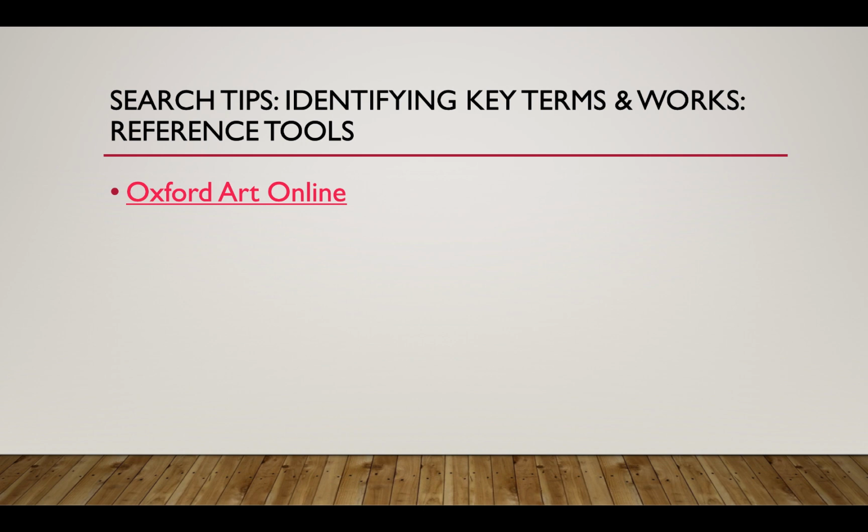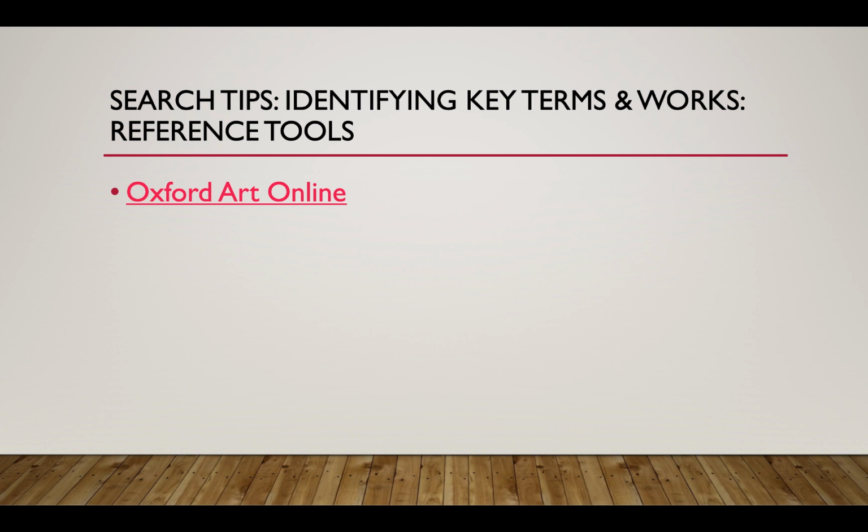I recognize that you're probably eager just to get right to searching, but at some point you're probably going to need some additional search terms. And you can find these using reference sources, reference tools like dictionaries and encyclopedias. These can also give you some background information on your topic and help you identify key works on your topic.